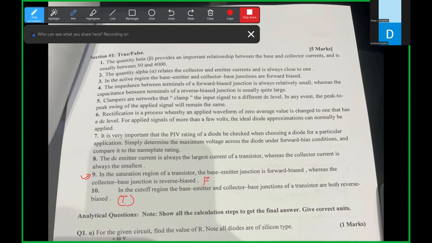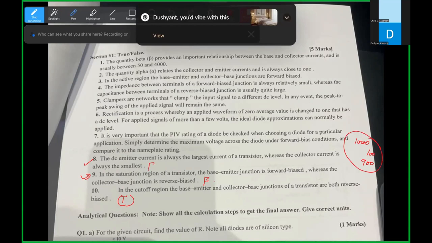Yes. 8th question. IE is always the largest current. No, but read this one: collector current is not always small. Not the base. Yes, base current is small. So remember that 1000, the base is 100 and the collector is 900, right? That will be easy. So that will be false, right? Yes.